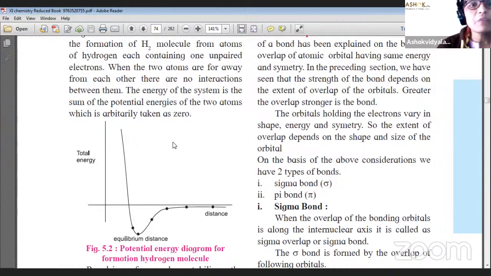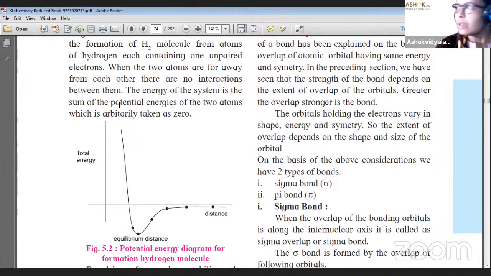See, when a hydrogen atom with a single unpaired electron comes in contact with another hydrogen atom which also has a single electron, and those electrons have opposite spins. When they are far away from each other, there is no force of attraction and no force of repulsion. So in that case, there is no interaction and no bond formation.